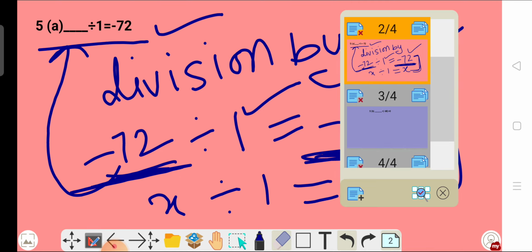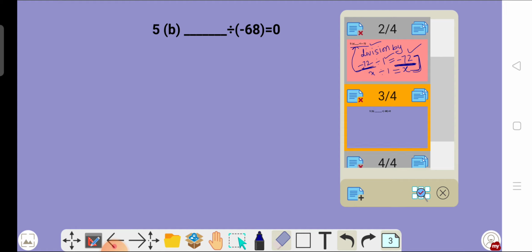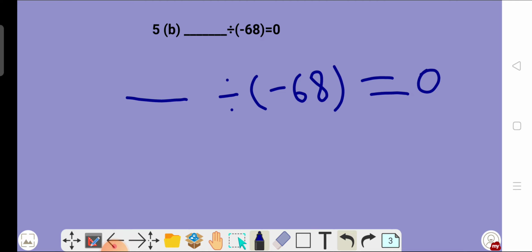Now we will move on to the B part of this question. Look at the B part of fifth question. In the B part, we have given 1 blank divided by an integer minus 68 and the result is equal to 0. Again recall your properties and go to the property of 0.